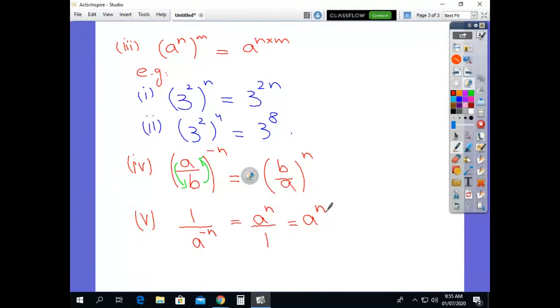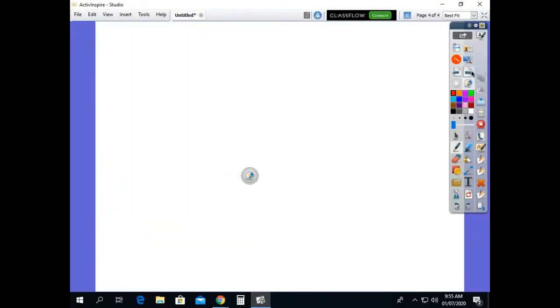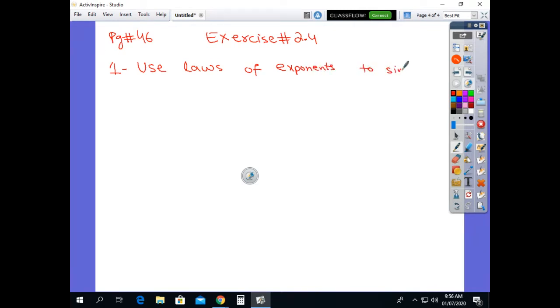Now we come across exercise 2.4, page number 46. First part, question number 1. Here use laws of exponents to simplify. Here we use the laws of exponents to simplify the given question or expression.